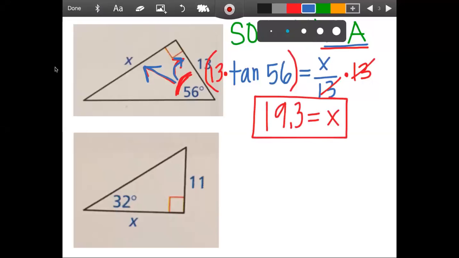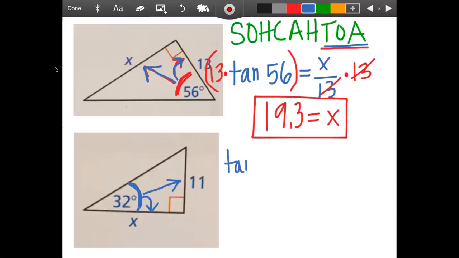In this bottom picture, again, it says to solve for X. We see that we're given this acute angle, 32. And what do we know? We know the opposite side is 11. We need to know the adjacent, opposite and adjacent. So again, we're going to use tangent. Tangent of 32 equals SOHCAHTOA, opposite over adjacent.